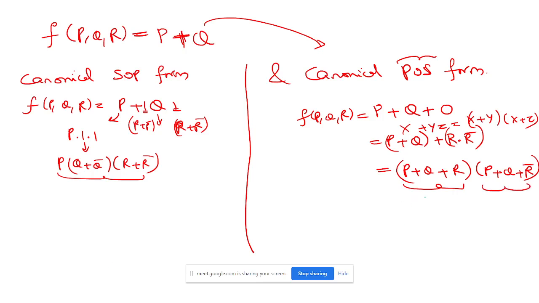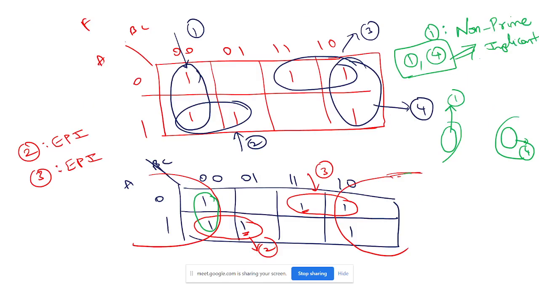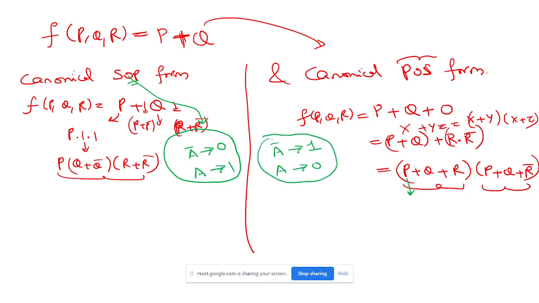Now, while discussion we already discussed, right? When you come to POS, let's say in the SOP, how are we coding it? Uncomplemented form means 1, right? Complemented form is 0. In POS, it should be the opposite. In SOP form, if there is a complement, you take it as 0, and if it is uncomplemented, you code it as 1. In POS, if complement is there, you code it as 1. If uncomplemented, you code it as 0. That is the only thing that you should take care.